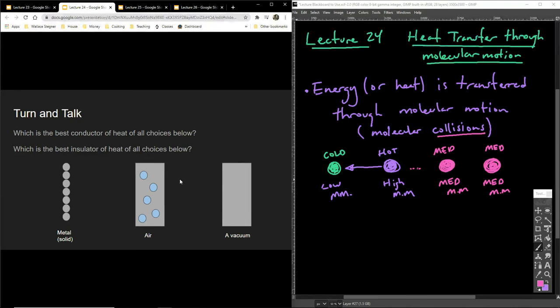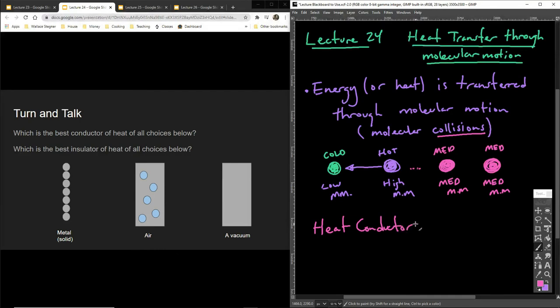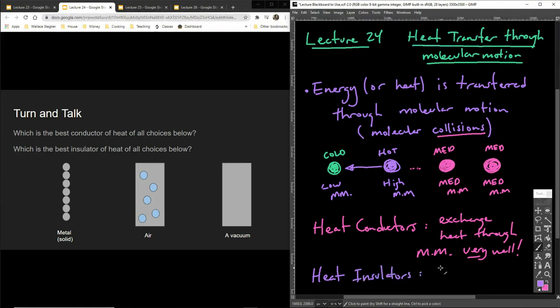So which is the best conductor of heat in all the choices below, and which is the best insulator of heat? Okay, so a conductor, we'll write this down. Let's put heat conductor. What are heat conductors? They exchange heat through molecular motion very well. What are heat insulators? They're just the opposite. They exchange heat very poorly.